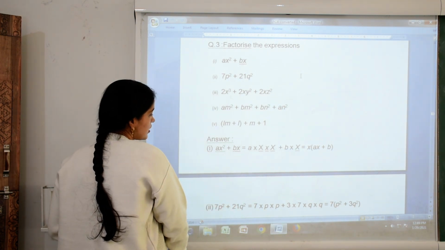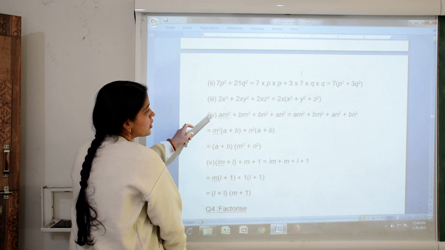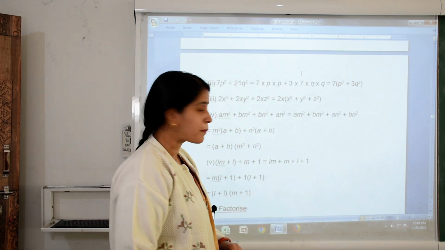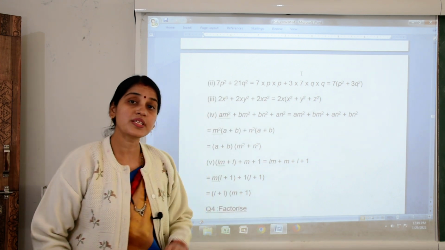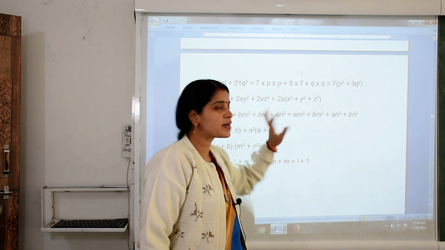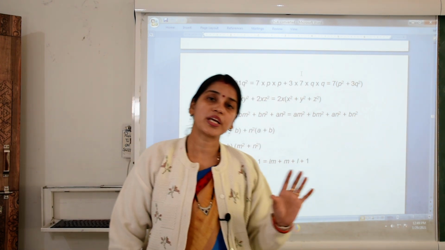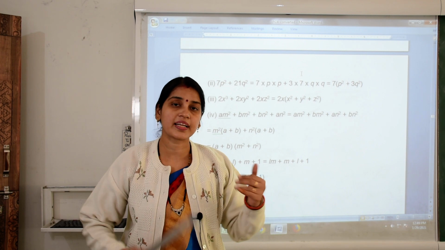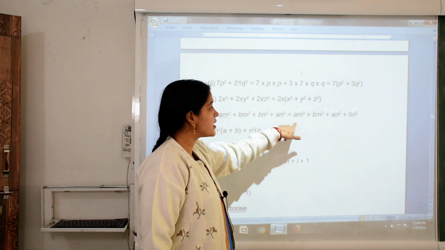Then the second one is also the same. In the third also you can use the common factor method. Then in the fourth you have to use the regrouping method because 4 terms are there. I told you that when 4 terms are given, you can use the regrouping method, which I already explained in the previous video. So the same is given here.